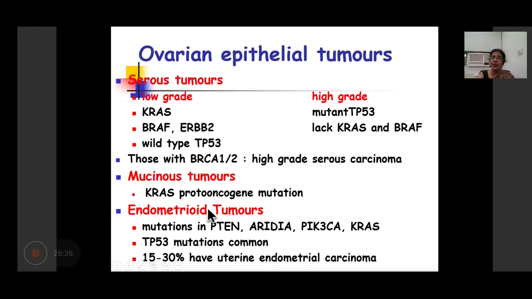So with endometrioid tumors of the ovaries, nearly one third may simultaneously have endometrial carcinoma as well. Or they may develop ovarian carcinoma later on, and first there may be development of endometrial carcinoma. So either one of them may present first, or they may present simultaneously, when they are called synchronous or metachronous tumors. Synchronous when they present simultaneously, metachronous when they present in sequence, one after the other.